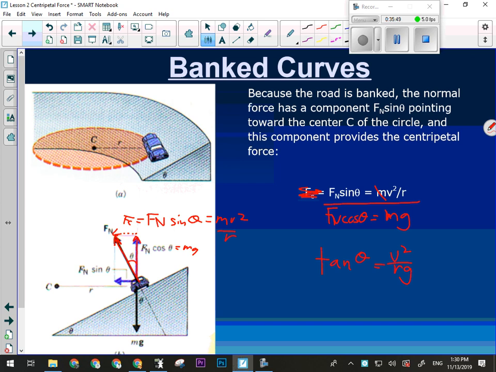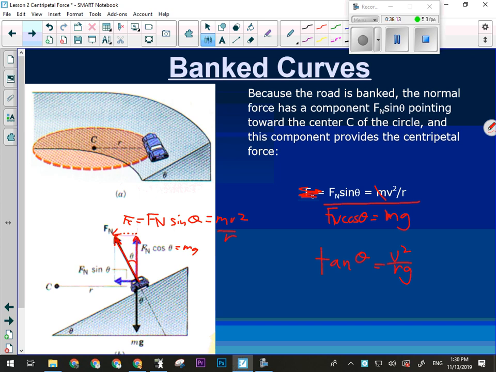We're never going to be asked to derive that formula. I'm just showing you how it's done. Basically what they're saying is a bank curve is dependent on the opposite side and the adjacent side. It's dependent on gravity, and it's dependent on centripetal force. Does that sort of make sense?